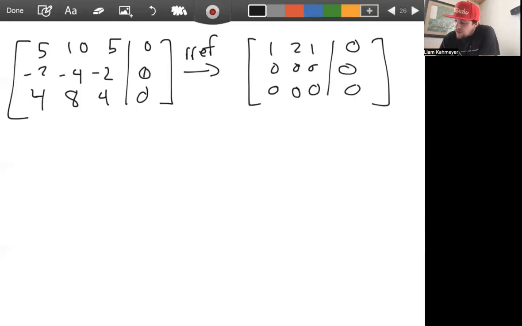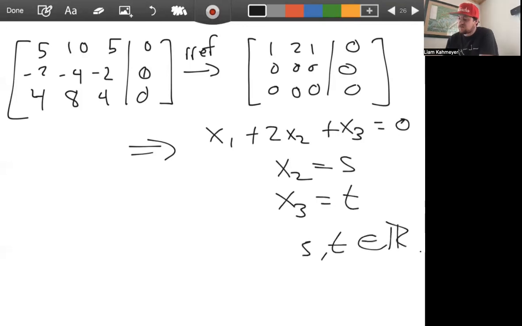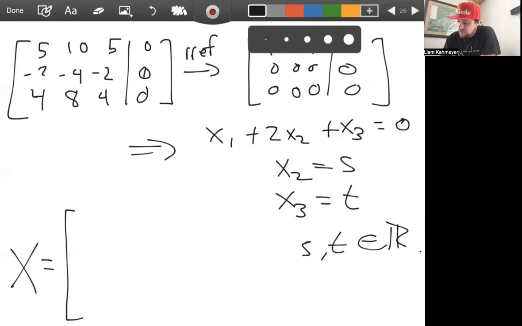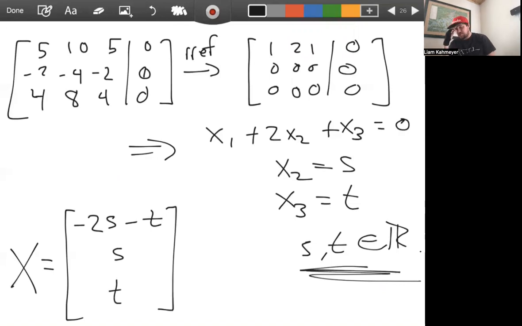And so what does this mean? Well, this means that x1 plus 2x2 plus x3 equals 0. But then we have that x2 and x3 are both free variables, right? So we have parameters s and t. What does this mean for our eigenvectors x? For x1, we need to subtract 2x2 over, so that would be -2, but x2 we're saying is s. So -2s minus t, then s, then t, again for s and t in the reals.